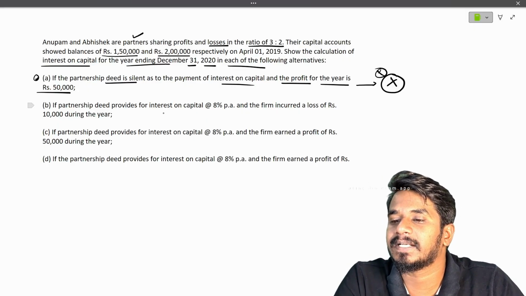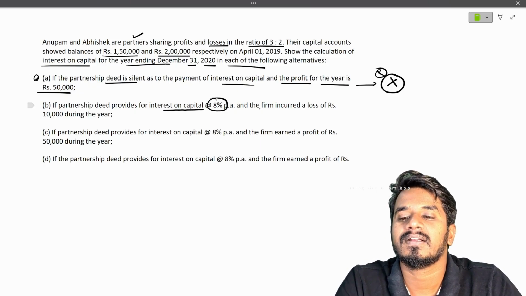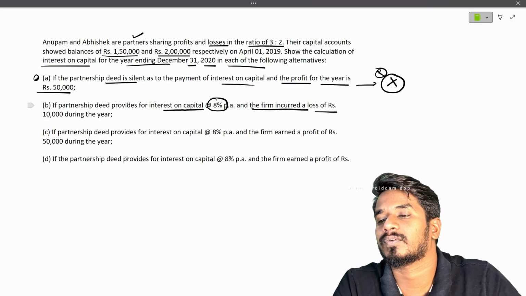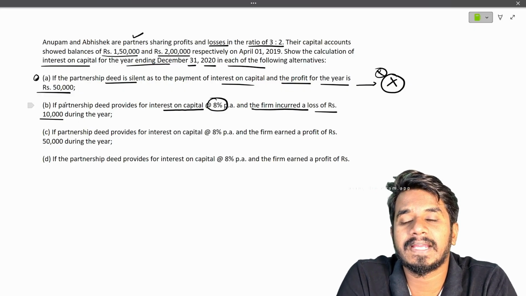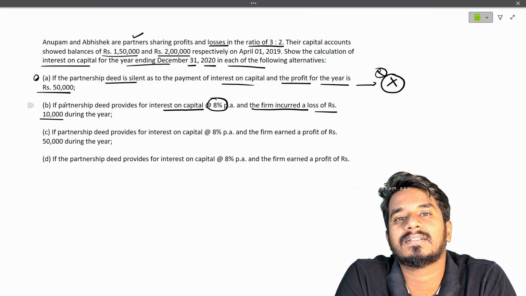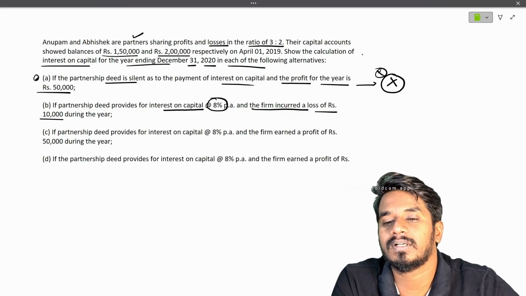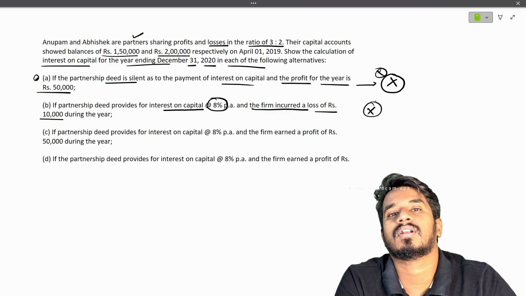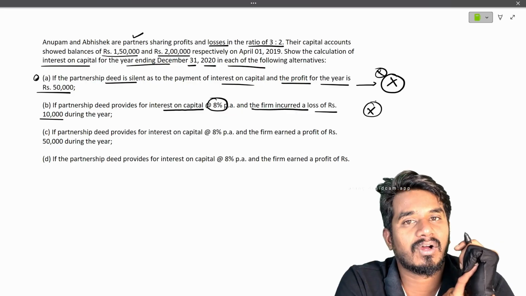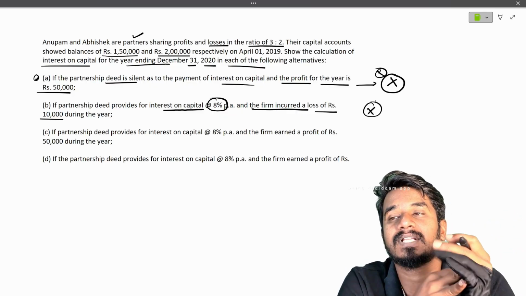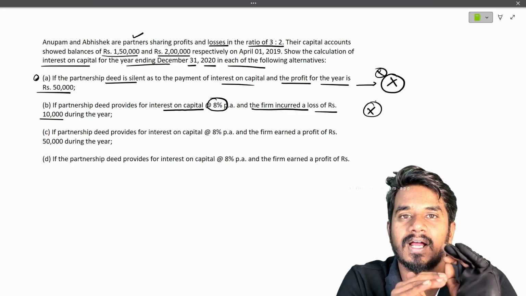Let us see the next one. If the partnership deed provides for interest on capital at 8%, and the firm incurred a loss of rupees 10,000. The agreement also says interest on capital can be given at 8%, but the business made a loss. In this case also, there is no interest on capital. If there is no deed, no interest on capital. If there is a loss, no interest on capital. If the agreement doesn't specify the interest, no interest on capital. That's it. Understood?